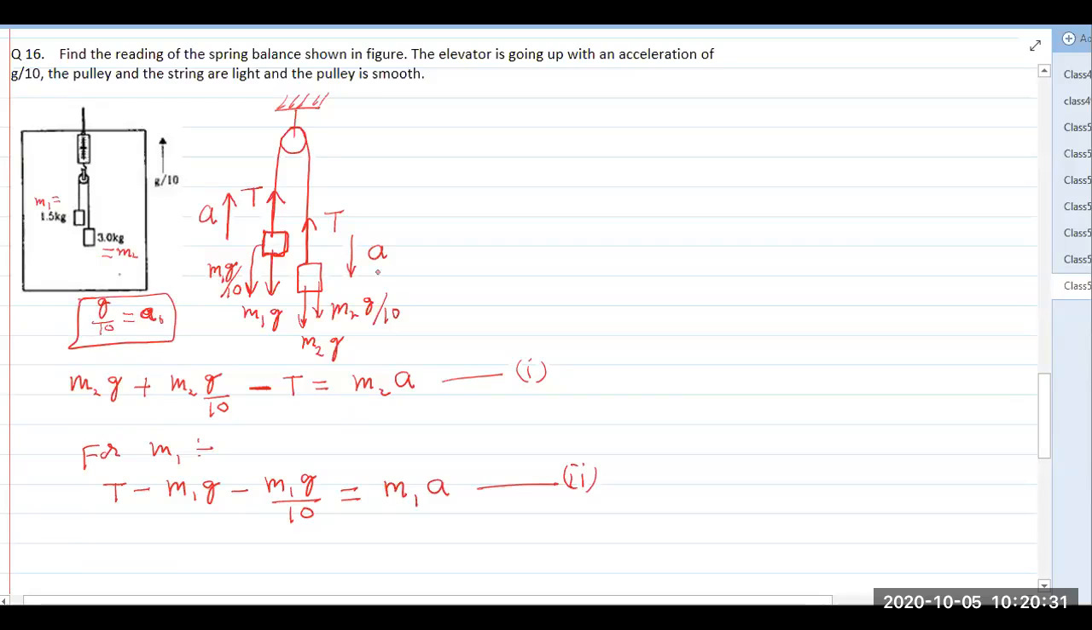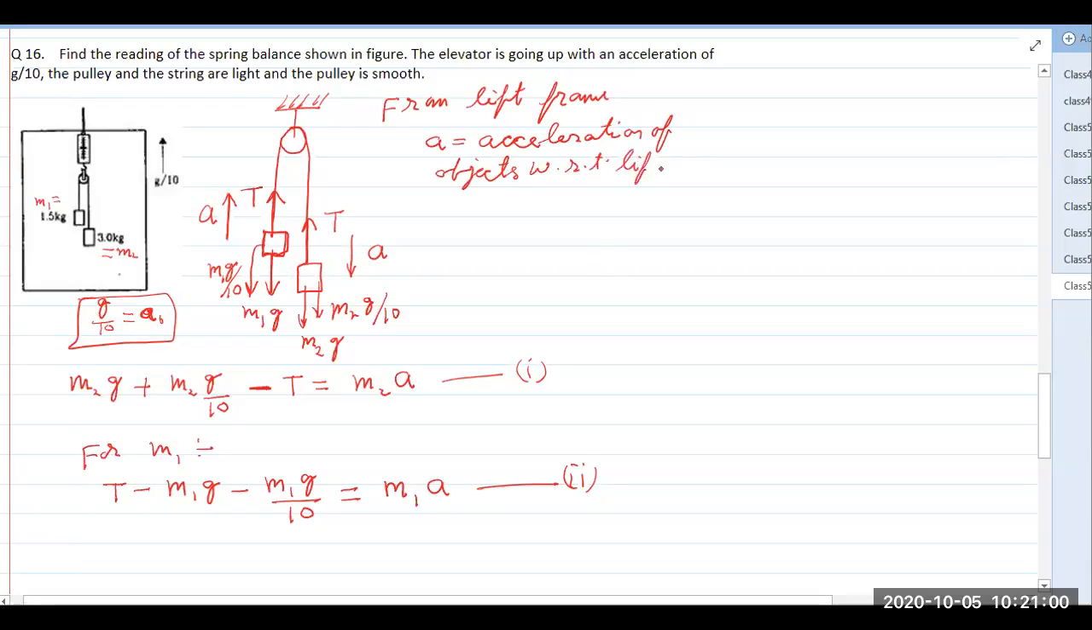But we have another acceleration a of the block. This a is the acceleration of the blocks in the lift frame. We are taking the observation in the lift frame, or elevator frame. And a is the acceleration of the objects with respect to the lift, or with respect to the elevator.